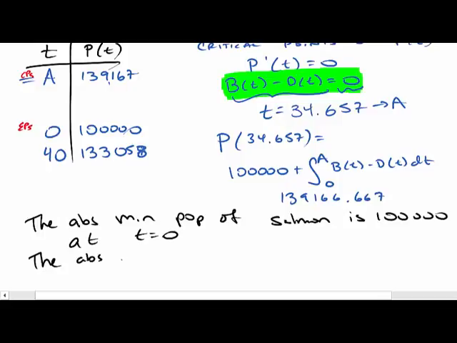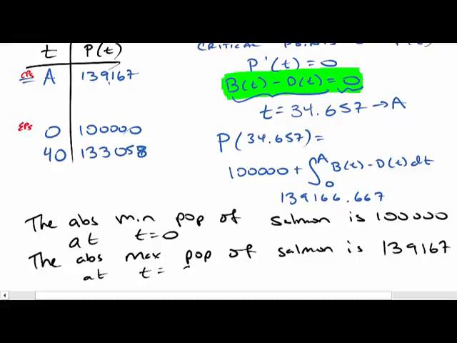The absolute maximum population of salmon is, well, looking at this table, I can see where the absolute maximum occurs. It's 139,167 at t equals 34.657, not days, years. I should write years here too.